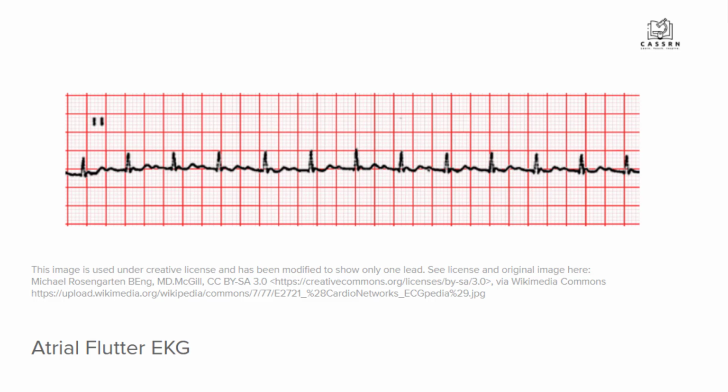The reason that there is no P wave is because the SA node is not firing, so it's not causing proper depolarization of the atria. In this image here, this is a very typical pattern of atrial flutter called a sawtooth pattern. I'm sure it's called that because this EKG looks very similar to the teeth on a saw or a serrated knife.